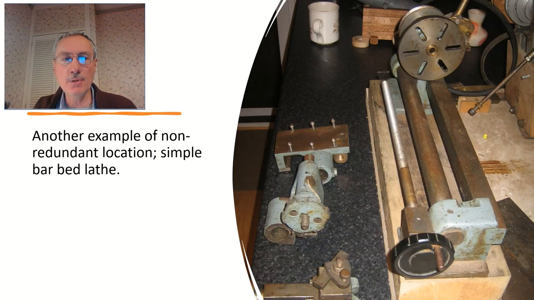Here is another example of non-redundant location. This is my simple bar bed lathe. Just for clarity, the round bar is on the front rather than on the back, as was in my diagram, but it's the same principle.